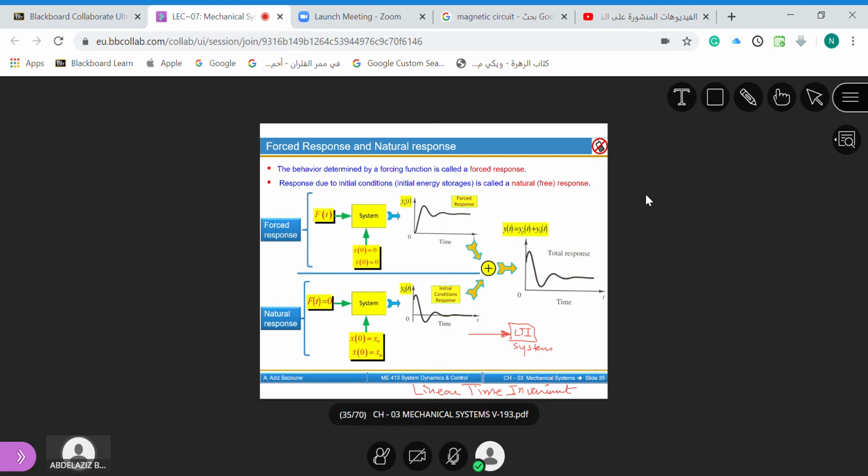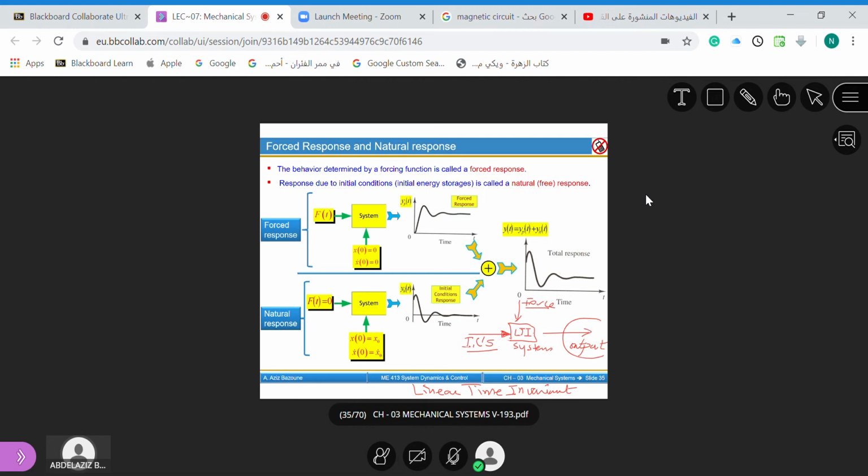So suppose this is our system. The system input could be initial conditions, could be a force if we are dealing with a translational system, and it could be other disturbances that we are not considering here for simplicity. These are called the input, and this is the output. Now we are looking for the output.